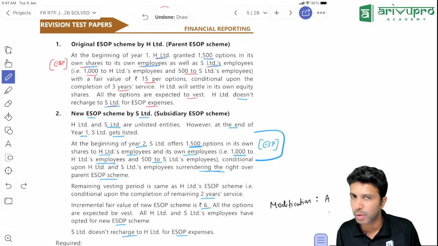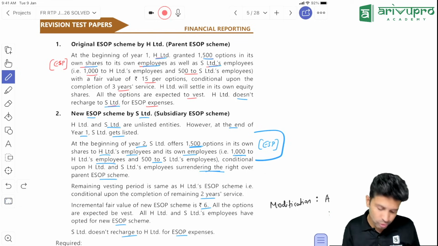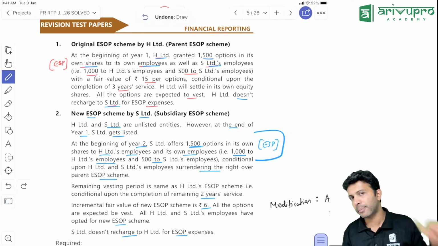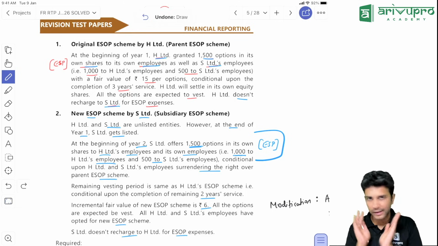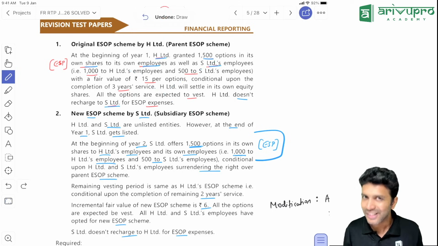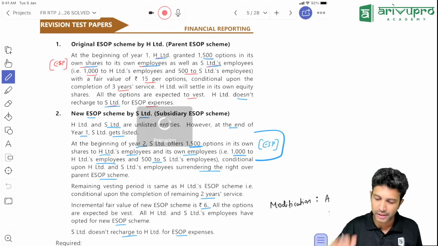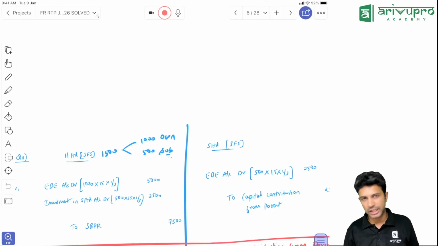Because the parent will not issue the shares anymore, the final takeaway is that the subsidiary will issue 1000 of its own shares to the parent's employees, and 500 shares to its own employees. That's the final scheme, and the parent will not issue any shares. This happened at the beginning of year 2. Since shares are still being issued, it is still an equity settled plan, so we don't have to worry about a change.